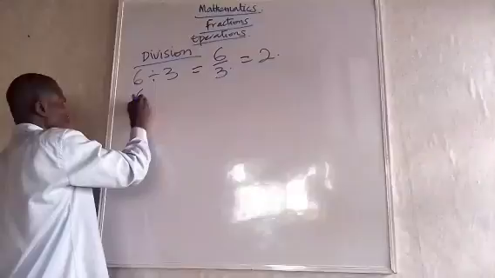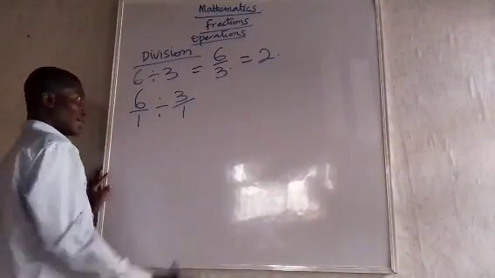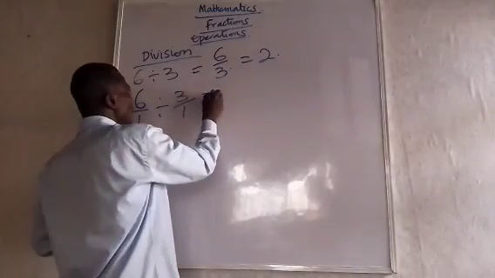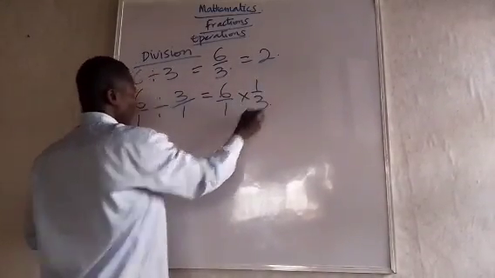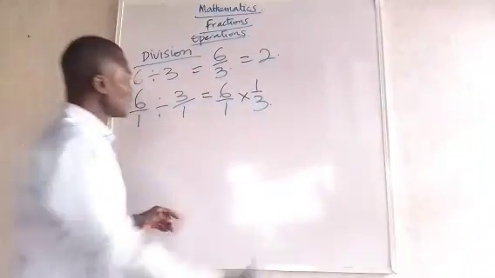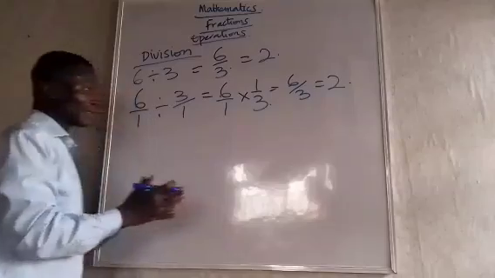Let's say I have 6 over 1 divided by 3 over 1. At the end of the day, I'm going to have 6 over 1 times 1 over 3 to be able to form this. So it's going to give me 6 over 3, which is equal to 2. I believe I'm making sense.